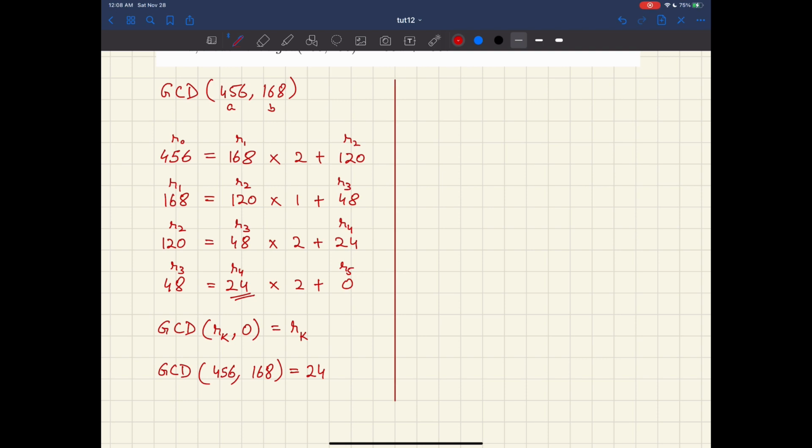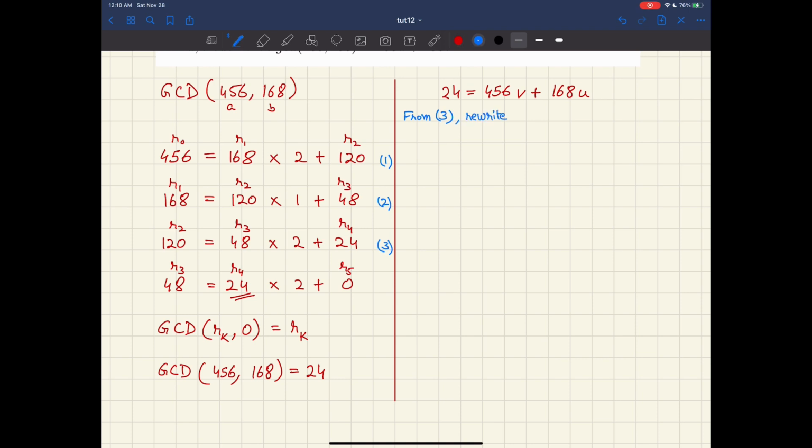You would write R4 as a combination of R2 and R3, and you go up until you reach R1 and R0. So from equation 3 here, the first equation was 456 is 168 times 2 plus 120. Second equation was 168 is 120 times 1 plus 48. And the third one is 120 equals 48 times 2 plus 24.